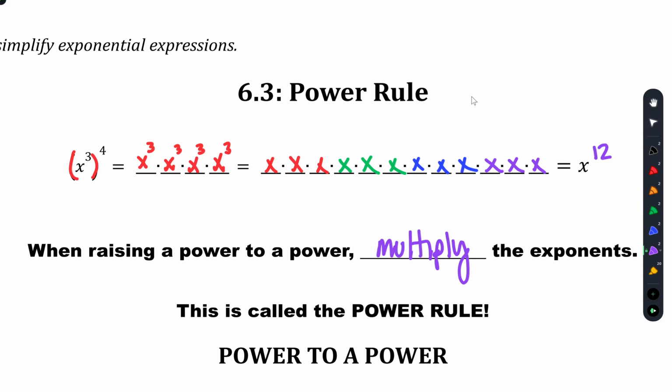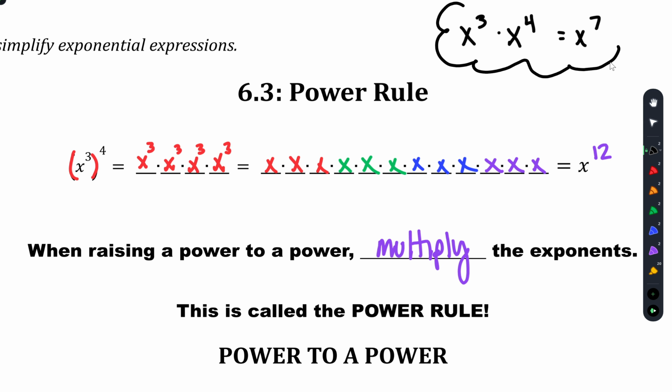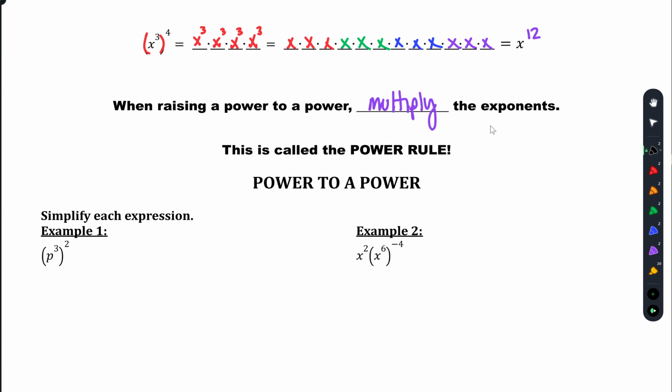Now that is different than what we did yesterday. Yesterday, your problems looked like this. I'm going to write them up here. It would have looked like x to the third times x to the fourth. We add those together to get x to the seventh. Not quite the same. We see the difference? Okay, so this is our power rule.